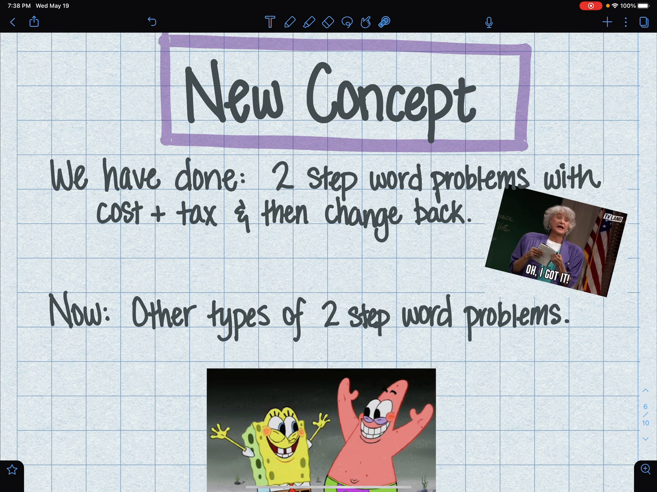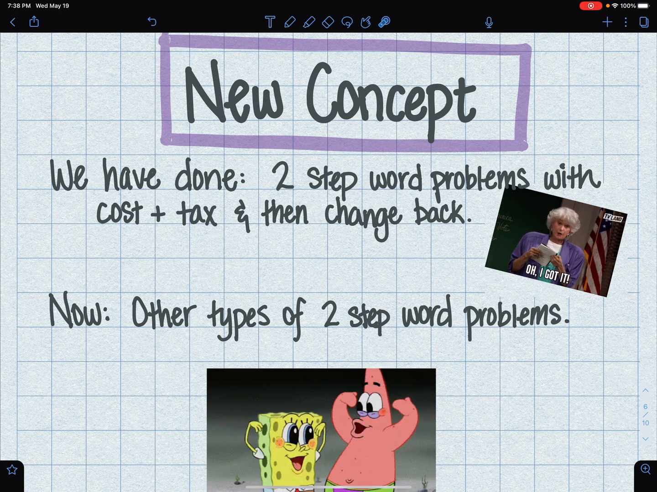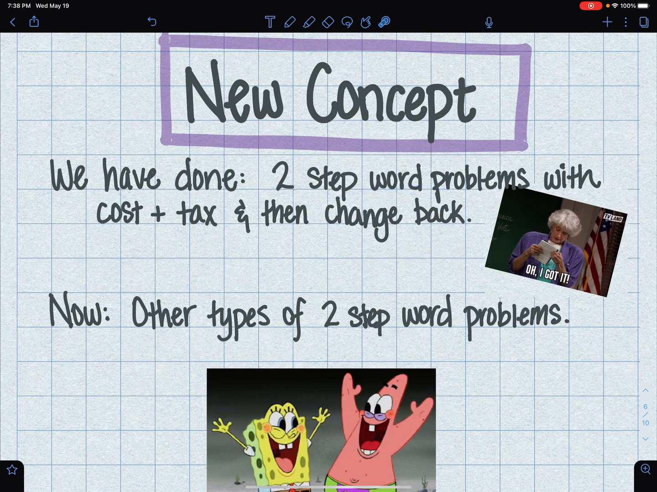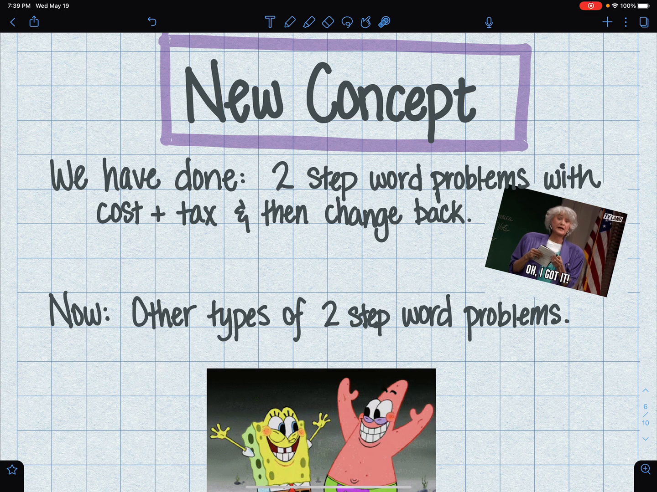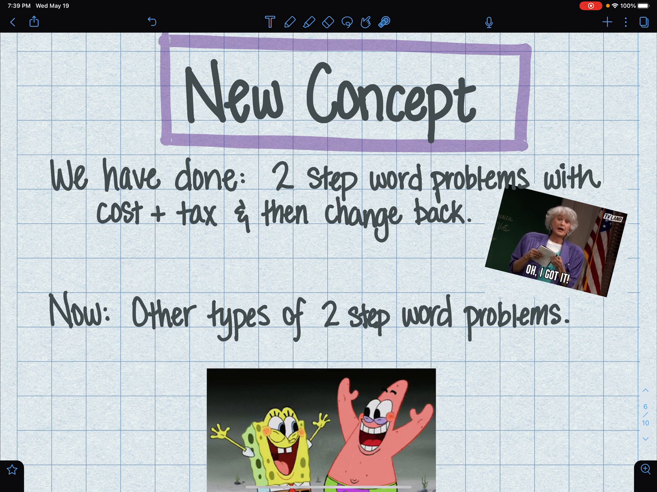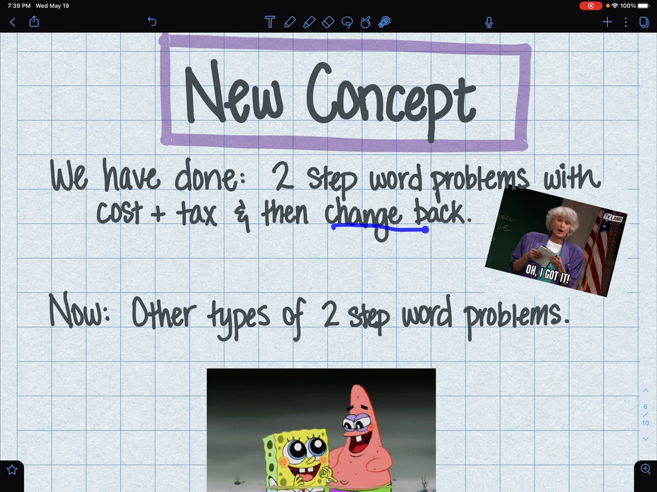So we've practiced doing 2-step word problems that talk about finding the total cost plus the tax, and then they ask you how much change should you get back. So that's basically a 2-step word problem because there are two things you have to do in those types of problems. First, you have to figure out how much the thing costs, including tax. Then you have to give the person some money, and then you have to figure out how much change should you get back.